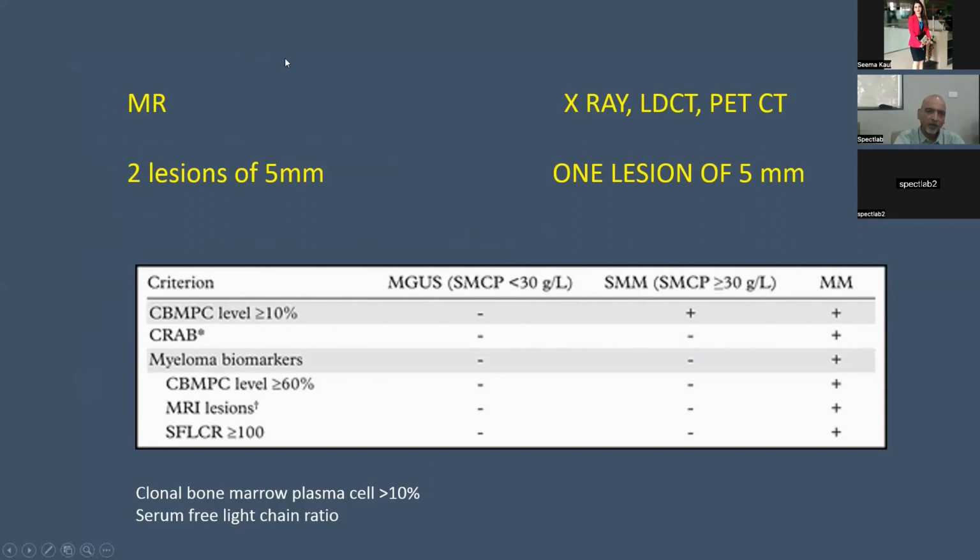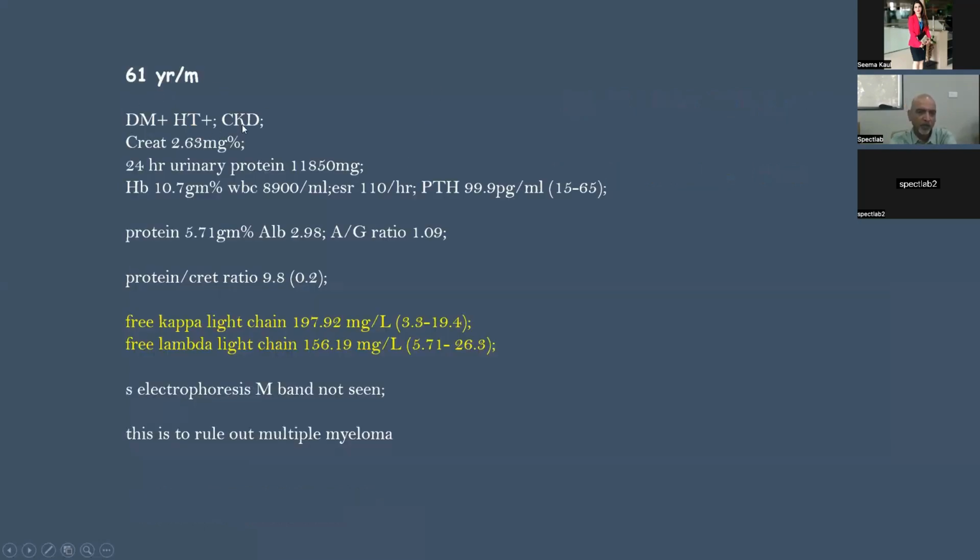As per the literature, to suspect myeloma, you have to have at least 2 lesions on MRI of more than 5 millimeter, and a single lesion of 5 millimeter either on plain X-ray or low-dose CT or an FDG PET scan. So here is one such patient who had diabetes, renal insufficiency, creatinine was that much. The free kappa light chain was high, free lambda light chain was high. Electrophoresis was negative for the M band, and they wanted to know if there is any evidence of myeloma on an FDG PET scan, any osteolytic lesions which could be targeted.